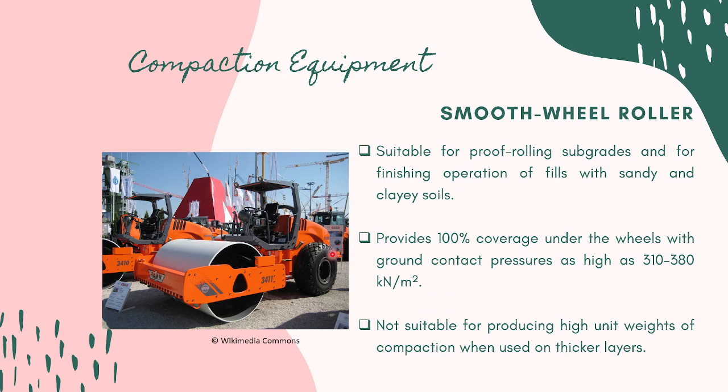Obviously, it provides 100% coverage under the wheels with ground contact pressures as high as 310 to 380 kilonewton per square meter. Of course, because it has this type of wheel, it will provide 100% coverage. But the smooth wheel roller, take note, is not suitable for producing high unit weights of compaction when used on thick layers.